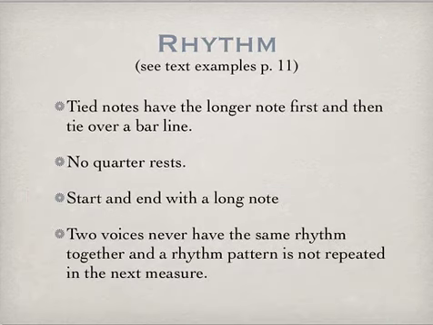There are a bunch of other rhythm issues, so check it out on page 11 in your text. When you have tied notes, the longer note goes first, and they usually only use tied notes when it goes over a bar line. There are no quarter rests, kind of unusual. Start and end with a long note. Two separate voices never have the same rhythm at the same time. And a rhythm pattern is never repeated in the next measure.